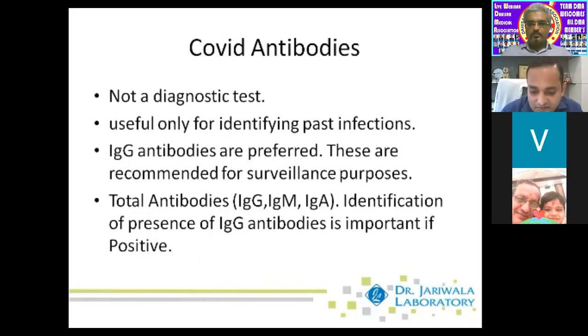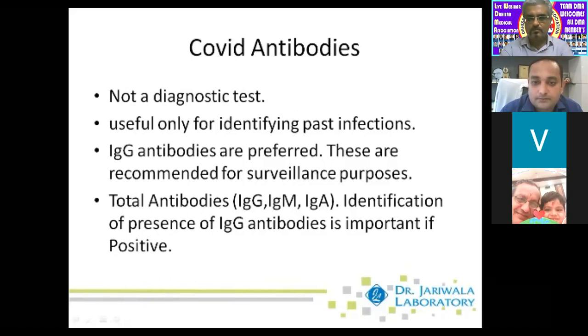Now, there is a tremendous amount of miscommunication or misinformation regarding the antibodies also, which has happened. And the first message we need to take is that antibody testing as of date is not a diagnostic test. Antibody tests are useful for identifying past infections, irrespective of whether they are IgG or IgM. It does not matter. It only indicates a past infection.